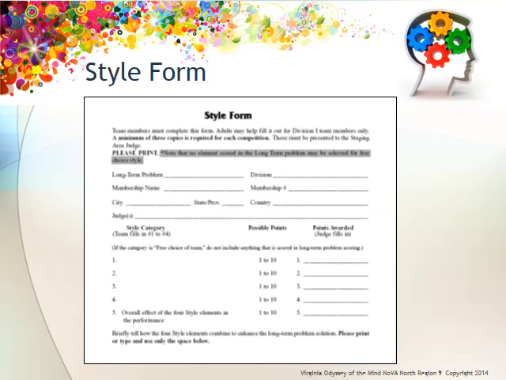The style form is also important for helping the judges. When you present your long-term skit at the regional tournament, there will be 3 or more judges looking specifically for the 5 parts of your solution listed on this form. The style portion of your long-term performance is worth 50 of the possible 250 points.